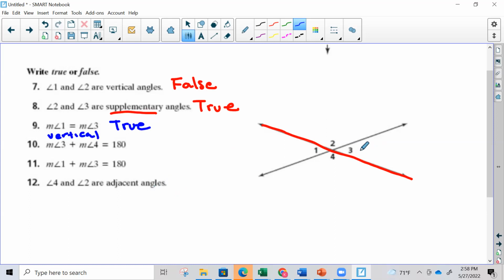So 10 says 3 and 4 add up to 180. And again, 3 and 4 make up the straight angle. Straight angle means that they add up to 180. So yes, this is true. Okay, 11 says 1 and 3 add up to 180. Well, we already said 1 and 3 are vertical, which means they have to be equal. And if they're equal, they are not going to add up to 180 unless they're both 90, which we don't know. So this is false.